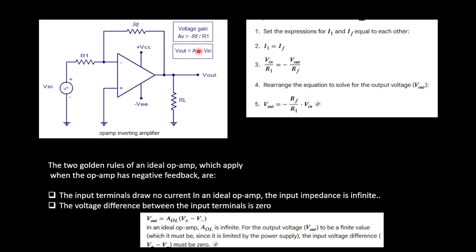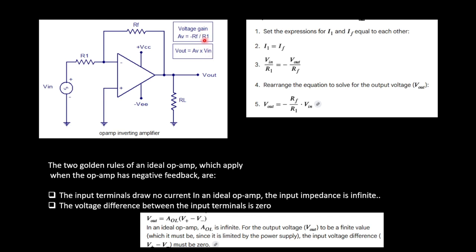The two things we should look at: voltage gain, how much the signal is amplified, is given by minus RF by R1, and the output is AV, the voltage gain, times your input signal. Okay, this is the amplification. So how do you get this equation?